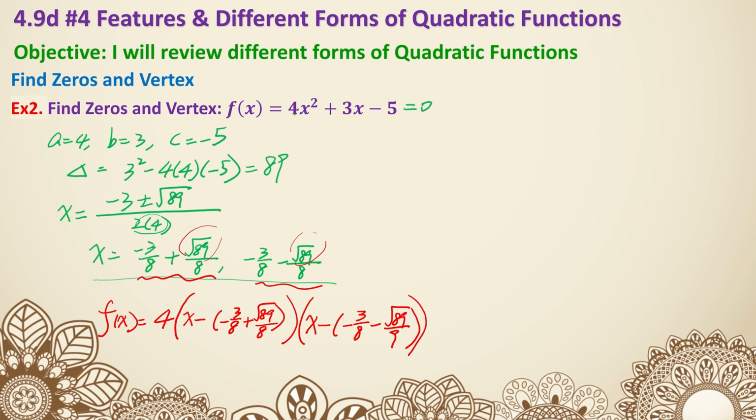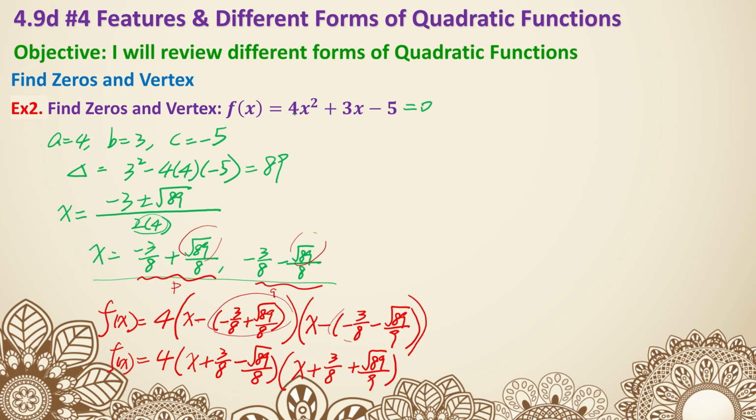Now I can actually try to get rid of the inside parentheses. We are going to end up with 4 in the front. Subtracting a negative 3/8, so it's x plus 3/8 minus square root of 89 over 8, and then x plus 3/8 plus square root of 89 over 8. And that is the intercept form. I know it looks complicated, but you just have to remember it's x minus p and x minus q. So after you get the p and the q, you need to subtract them, and put them in the parentheses before you subtract.